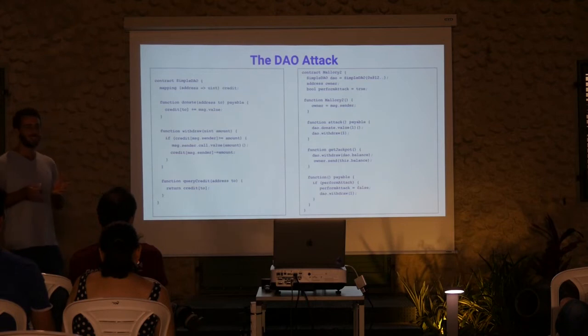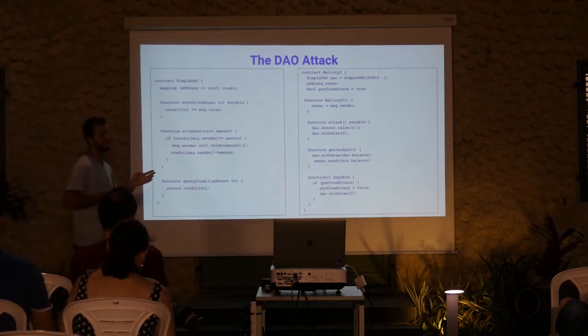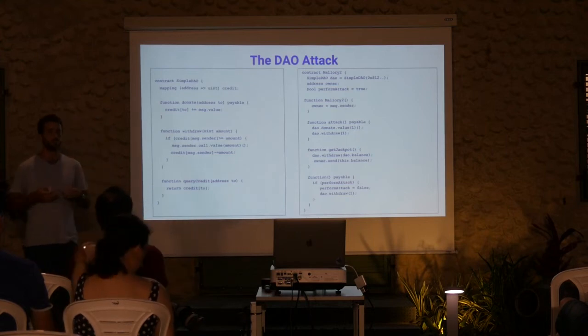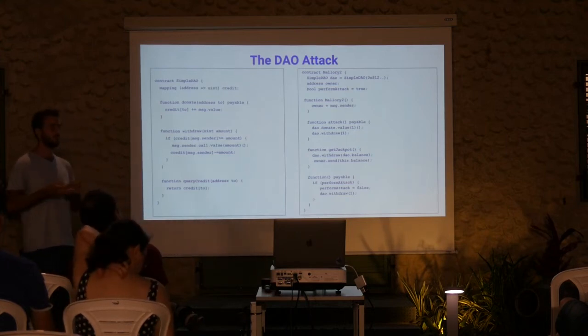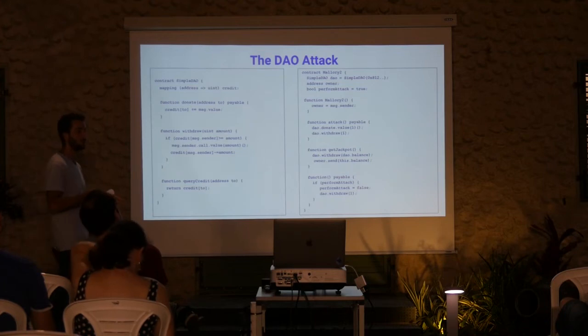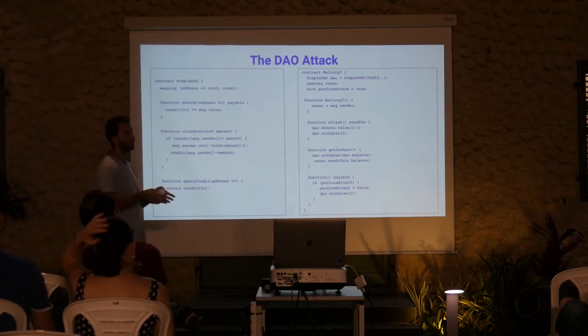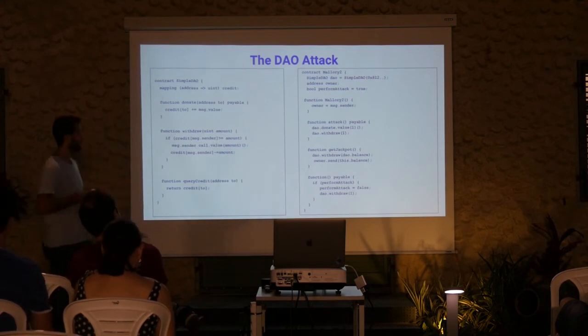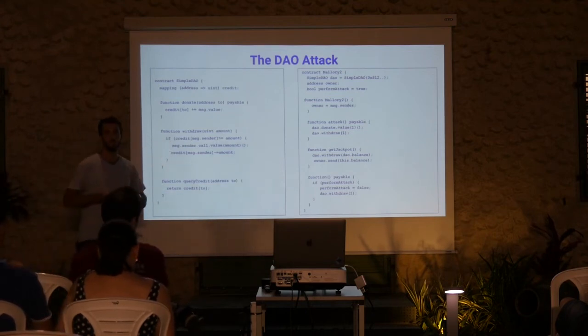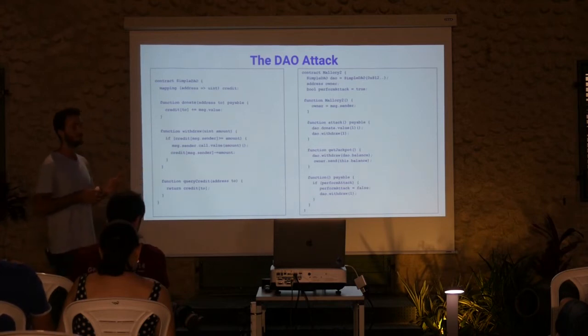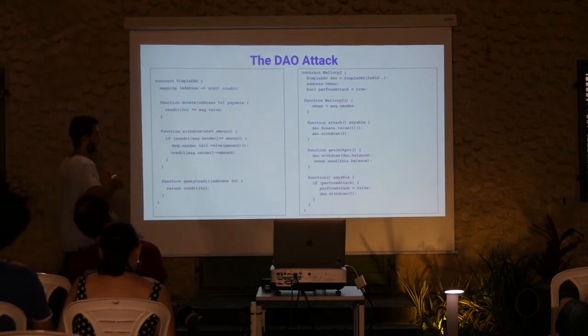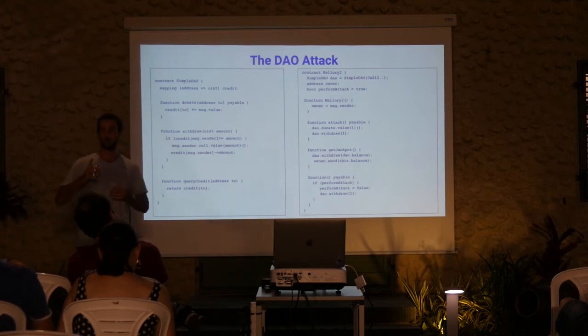So all we have to do is to invoke Mallory 2 attack function. And when we do it, we will donate one wei to Mallory 2. And then we will try to withdraw one wei. And as a result, we will enter the default function, as we saw before. And because perform attack is still true, we will change perform attack to be false, and we will try to withdraw one more wei.